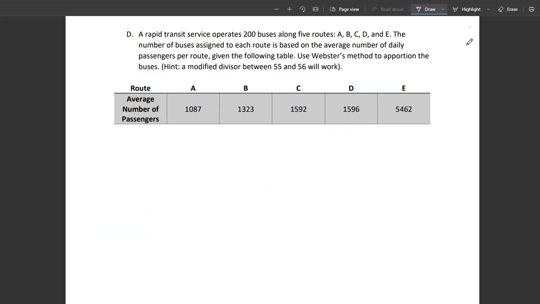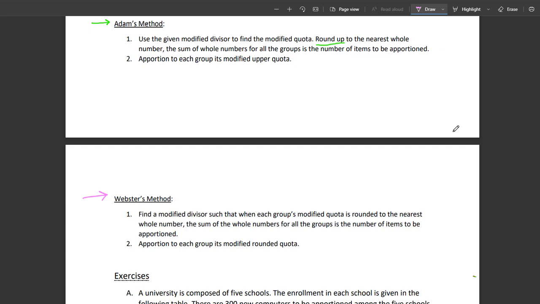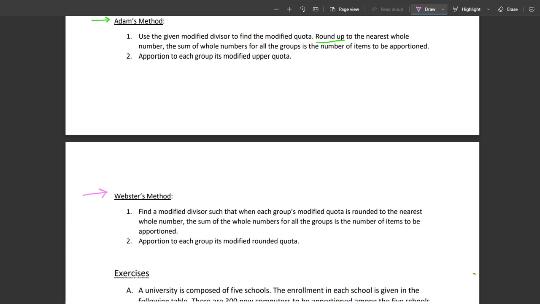All right, the last one, we are using Webster's method. Webster's method says to find a modified divisor such that when each group's modified quota is rounded to the nearest whole number, the sum of the whole numbers for all the groups is the number of items to be apportioned, and then we are going to apportion each group its modified rounded quota.